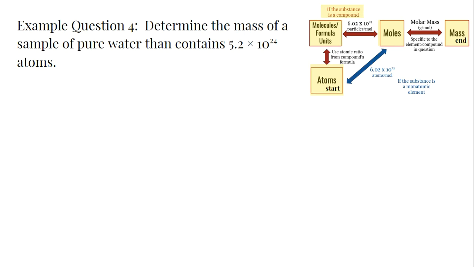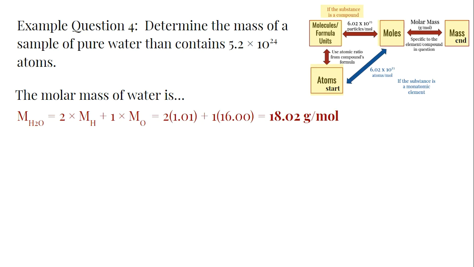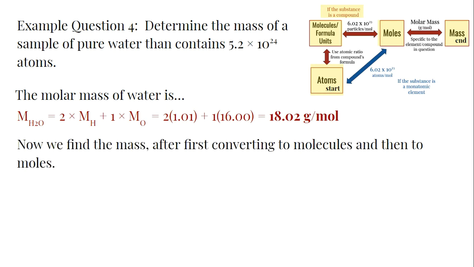So in order to do this problem, we're going to need the molar mass of water. So water is H2O, 2 times the mass of hydrogen, plus 1 times the mass of oxygen, gives us 18.02 grams per mole. As always, start with the number given in the question, which was atoms. And then we can find the mass after first converting to molecules and then to moles.